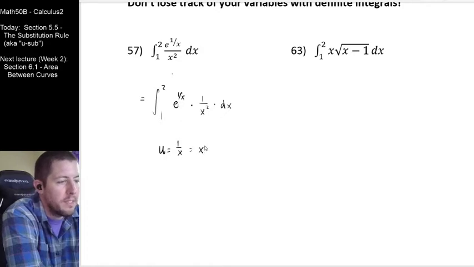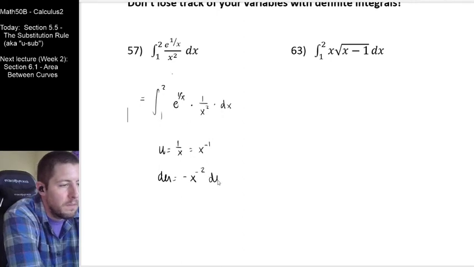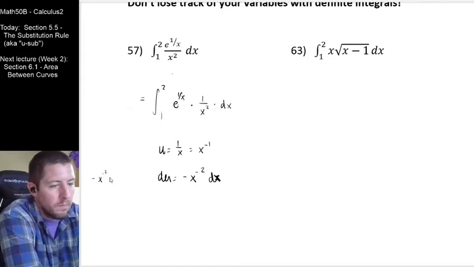By the way, we know that this is x to the negative 1. This allows me to think of it in terms of a power rule. When I take the derivative, a negative is going to pop down in front. We're going to reduce the power by 1. So my du here should be negative x to the negative 2 dx, so this is the x side of things over here. And this is negative 1 over x squared, right? So I do think I want to move that negative.